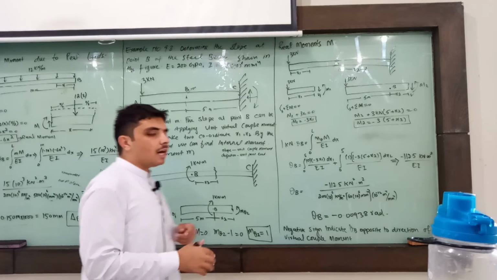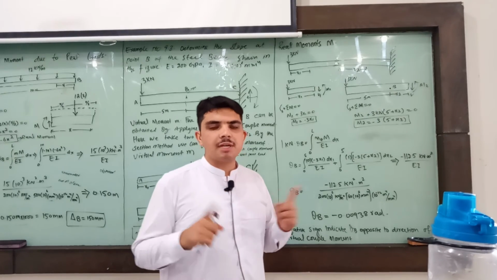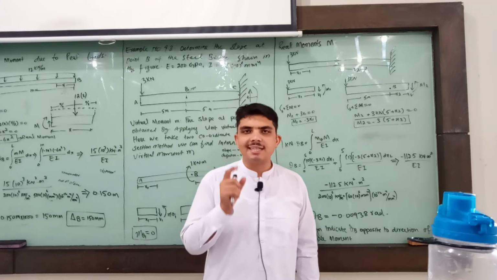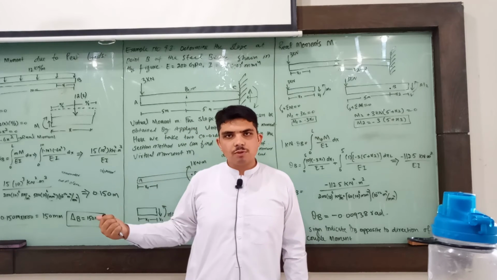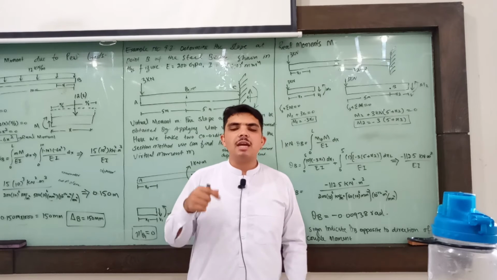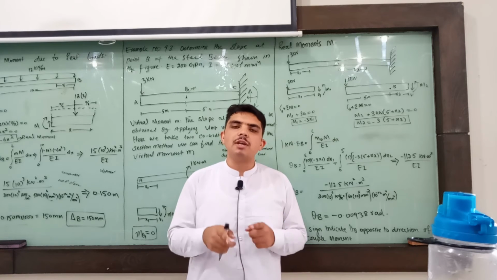Now we are coming toward the real moment of this beam. We again take two sections along the x1 point and x2 point, and we will find two moments, m1 and m2.